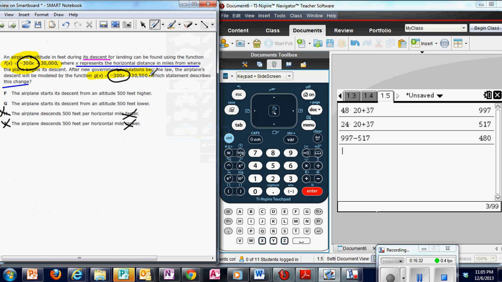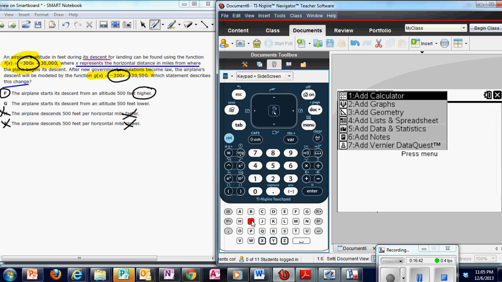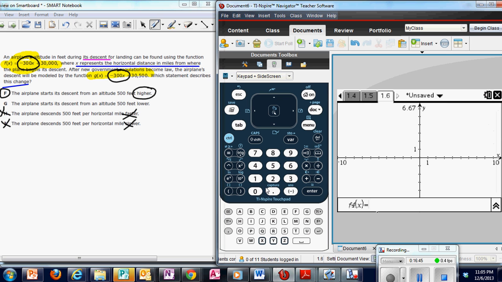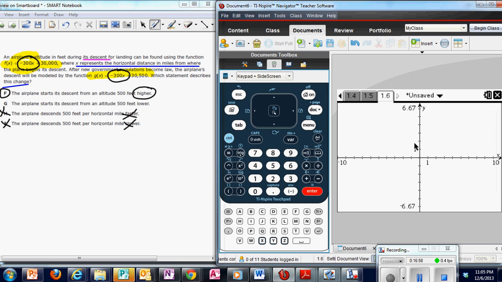But to clarify that, we'll graph it just so that we can see it if we need some reassurance. So insert a graph, Control I, 2 for a graph, enter your first equation, y equals negative 300x plus 30,000. Now, there's nothing wrong if you don't see it. Our y-axis goes up to 6.67, whereas our starting point and y-intercept is 30,000. So we'll adjust that in a minute.